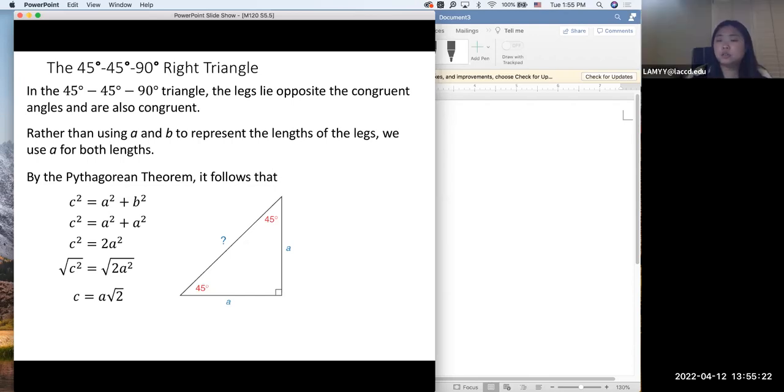Okay, right? So now I have this triangle. If I have a special 45-45-90 right triangle, I should remember that if these two sides are A, the hypotenuse is going to be A square root of 2. I need you to write it down on your paper. I need you to remember this one. We're going to have another special triangle. This is the first one, 45-45-90. Remember the side is A and the hypotenuse is A square root of 2.